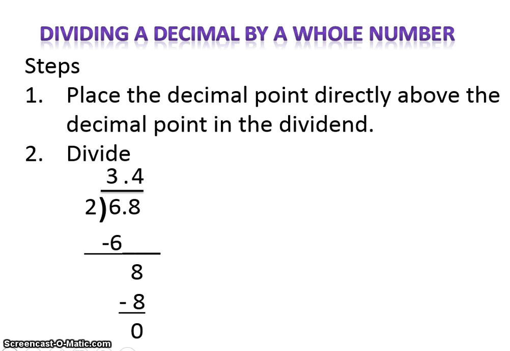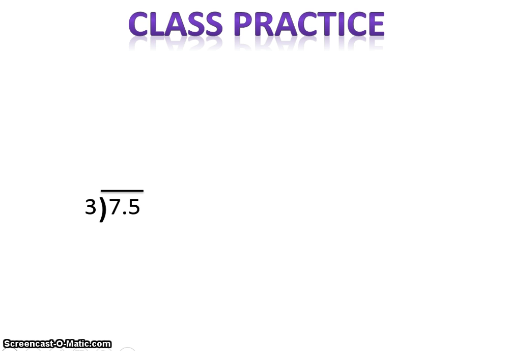Right after you get this copied, I want you to practice some problems on your own. The first problem I want you to practice is 7 and 5/10 divided by 3. Hit pause, and once you get an answer, you can hit play to see if you are correct. Okay, step 1, put the decimal directly above the decimal in the problem. Step 2, you divide like you've always divided, and you should have gotten the answer 2.5.